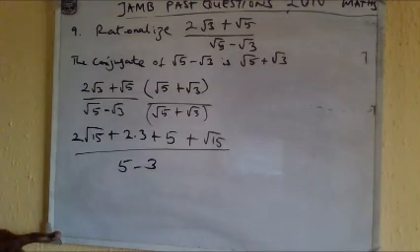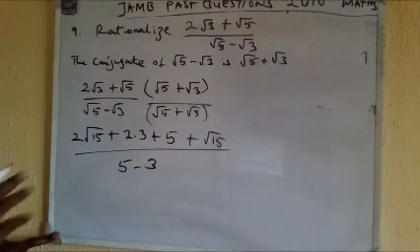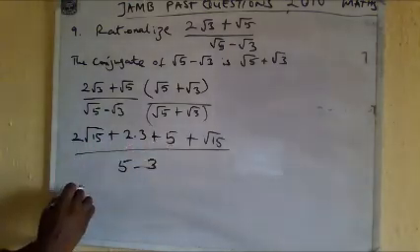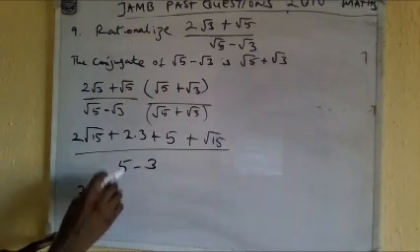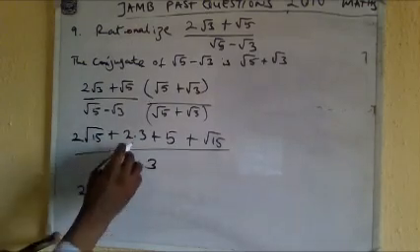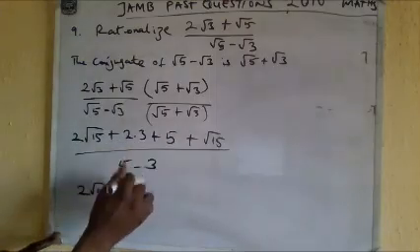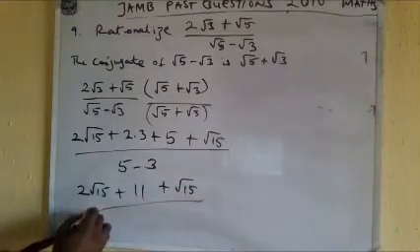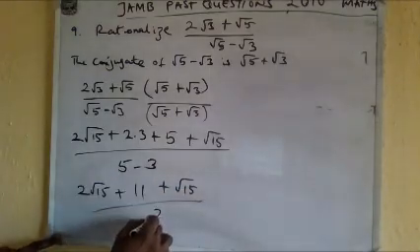That's what you do for the denominator. Now we are going to pay diligence to the numerator and work very carefully. So this is 2 root 15. Then this one is 6. 6 plus 5 is 11, plus root 15, all over 5 minus 3 is 2.